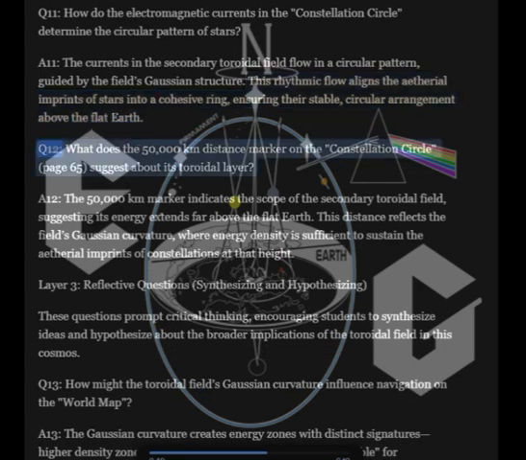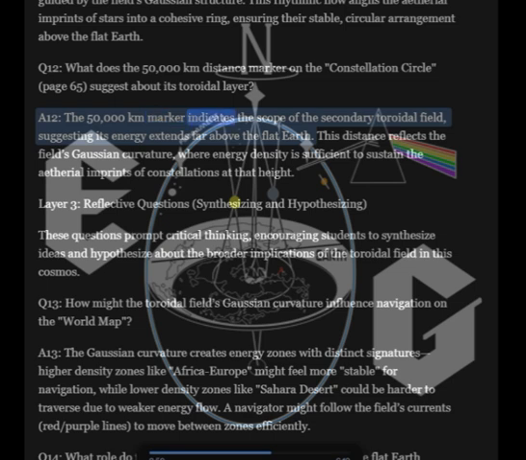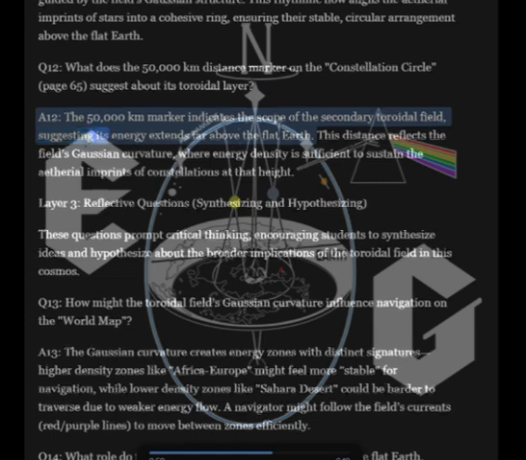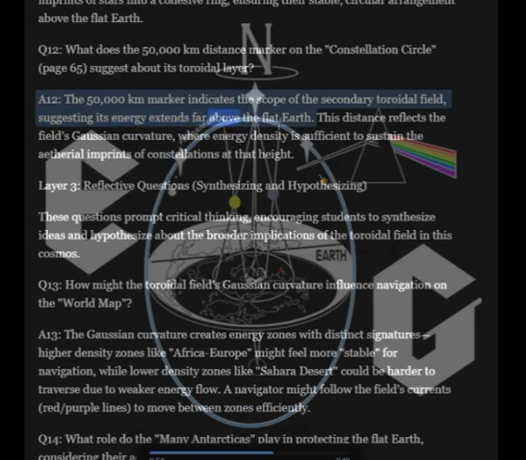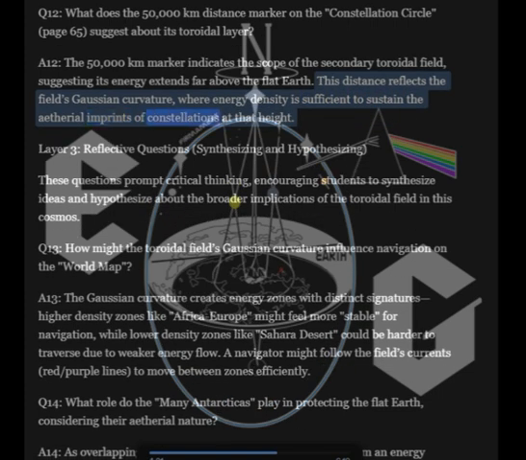Q. What does the km distance marker on the constellation circle page suggest about its toroidal layer? A. The km marker indicates the scope of the secondary toroidal field, suggesting its energy extends far above the flat Earth. This distance reflects the field's Gaussian curvature, where energy density is sufficient to sustain the ethereal imprints of constellations at that height.